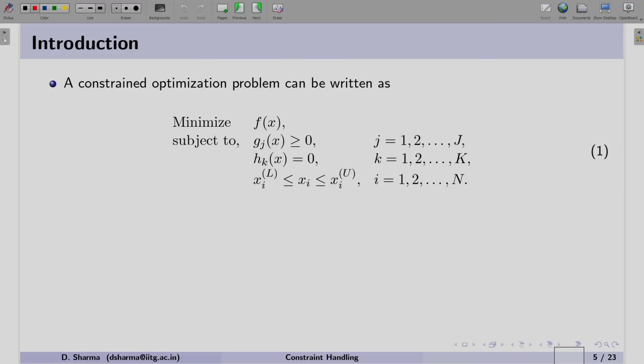Before we begin, let us have an introduction again. In this introduction, we will see that a constraint optimization problem can be written as: we want to minimize an objective function, and this objective function is subjected to various constraints. As can be seen in equation number 1, we can have inequality constraints, we can have equality constraints, and the problem has variable bounds. So, this is typically a constraint optimization problem that we can write in a generalized form.